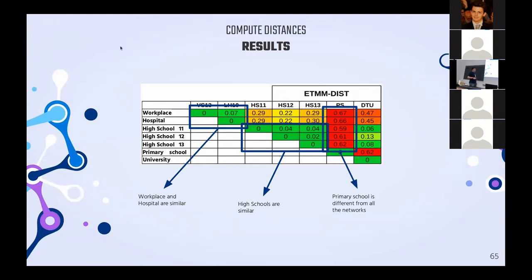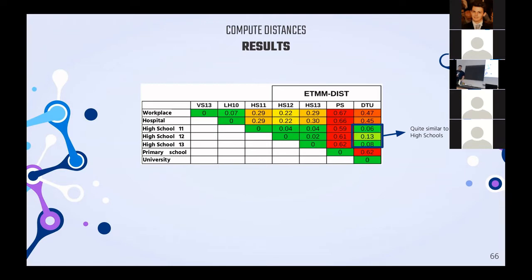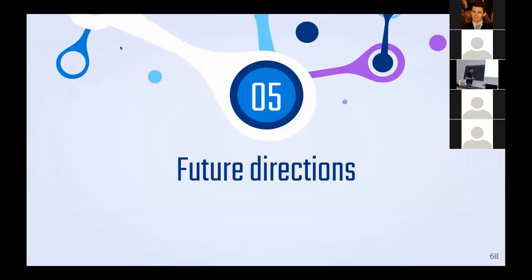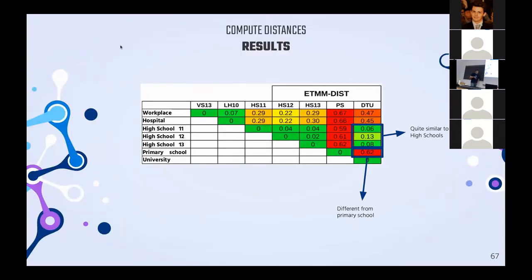Also the primary school has a typology of interaction that is totally different from both the workplaces, the high school, and even the university. And if we look at the type of interaction in a university, it is quite similar to that in a high school, a little bit far from a workplace, and a lot farther from a primary school. It makes quite a lot of sense in terms of what we would expect.